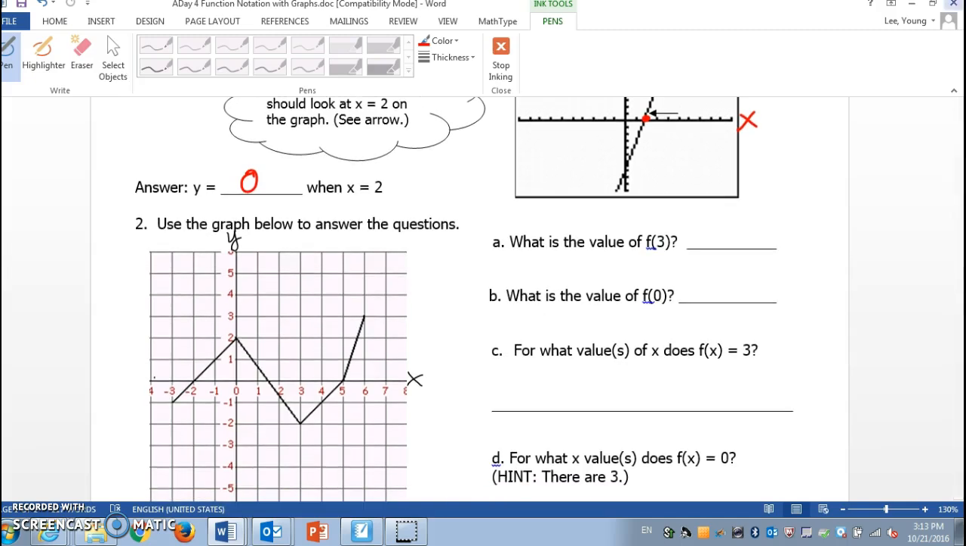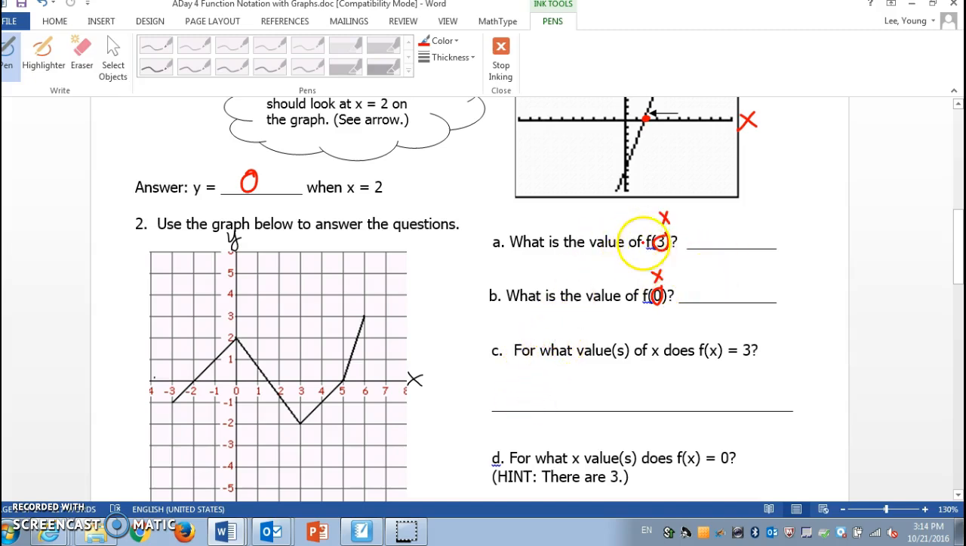Now, use the graph below to answer the question. What is the value of f of 3? So this 3 is inside the parentheses. That is the input. That is the x value. So when x is 3, what is the y value? Same question for B. What is the value of f of 0? 0 is inside the parentheses. We are given x values. How do I find the y values?